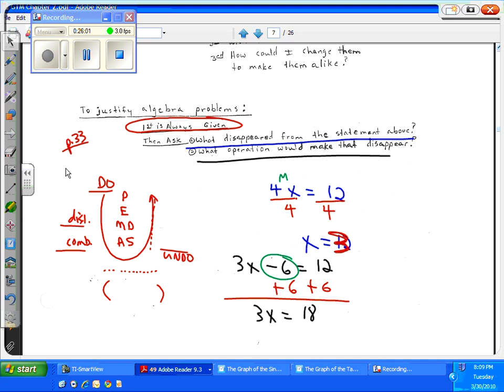Now, it could be things like commutative property, associative property, reflexive property, substitution property, some of those other properties from algebra that we learned over on pages 28 to 29. Okay?